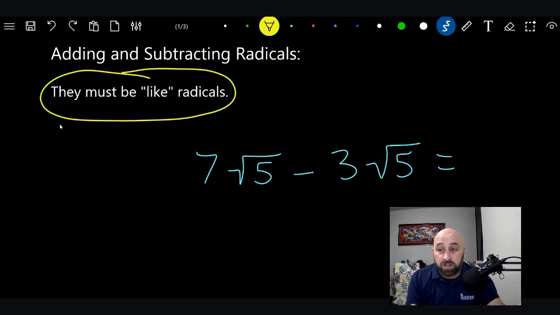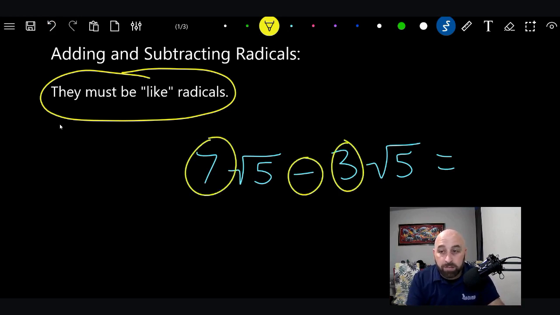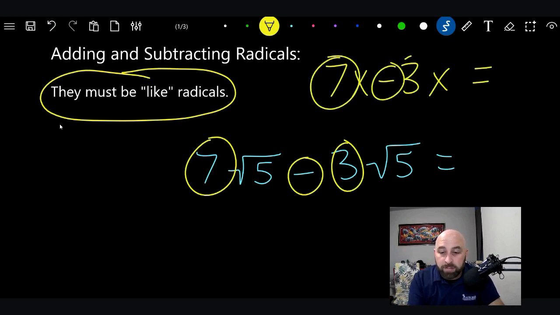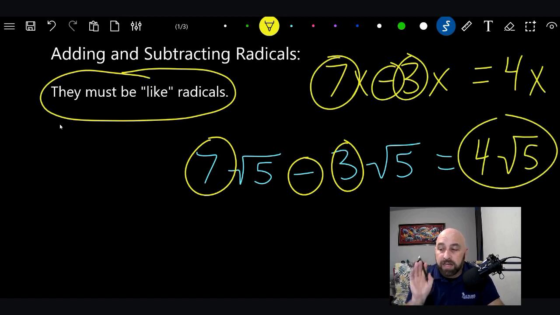So let's just go ahead and do what it says. 7 minus 3. Just like if this was x, 7x minus 3x. How would we do that? We'd say 7 minus 3 equals 4. And then we just take the x. The x doesn't change. So 7 minus 3, 4. The square root of 5 doesn't change. It stays the same. That's our answer.